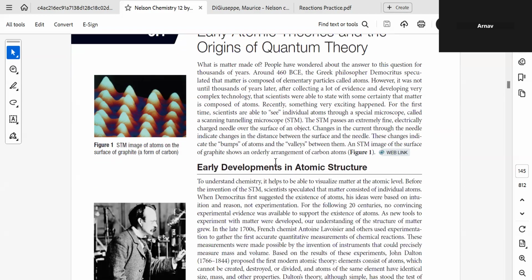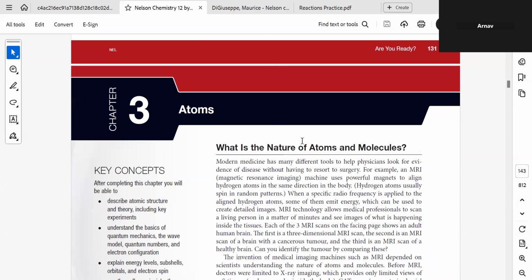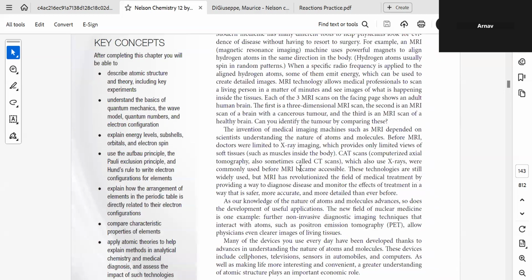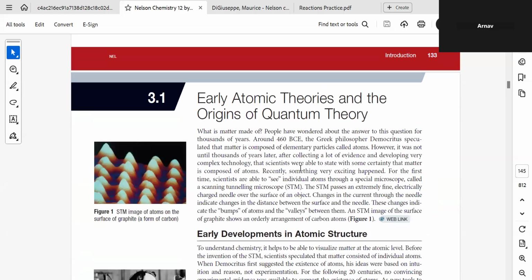So I'm not starting with the nature of atoms and molecules. I believe you know what atoms and molecules are. Can you just tell me what are atoms and what are molecules?